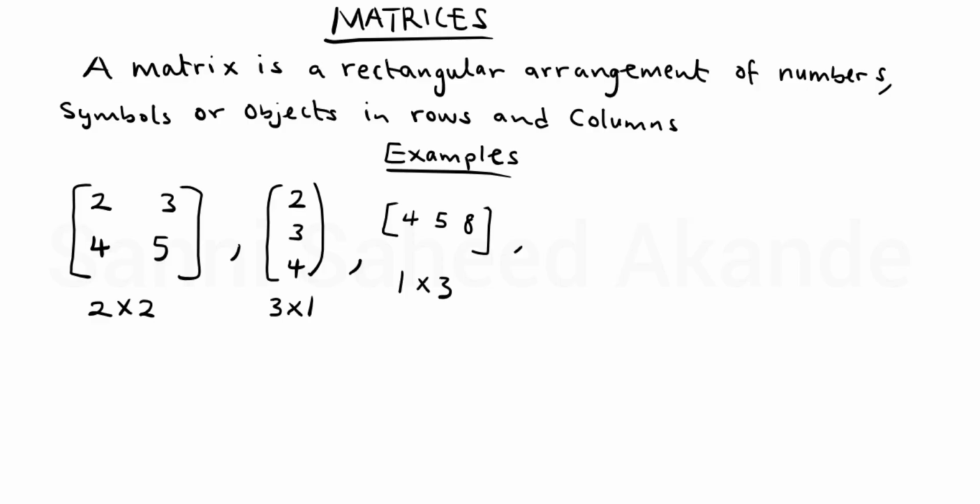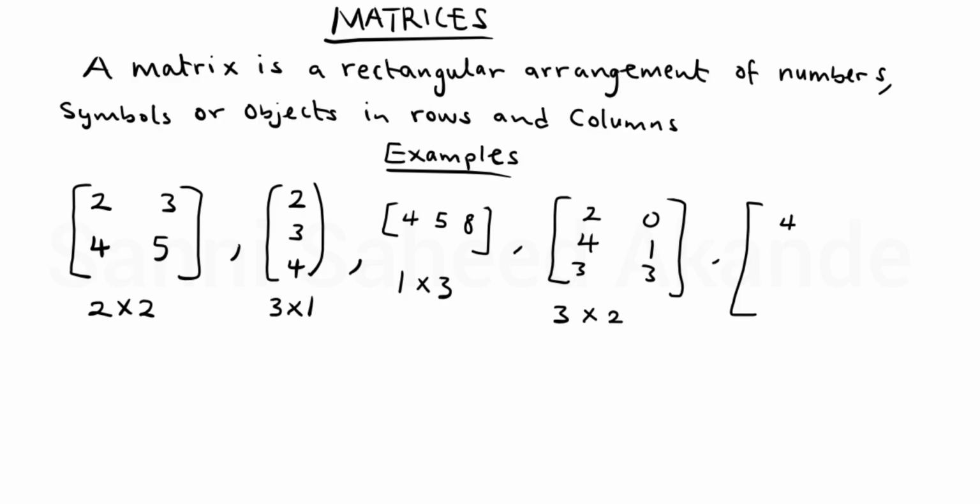Then we also have this as an example of a matrix: 2, 0, 4, 1, 3, 3. So here we have 3 rows and 2 columns. So this is a 3 by 2 matrix. Now finally we also have this type of example of a matrix: 4, 5, 6, 7, 8, 9, 1, 2 and 3. Okay, so here we have 3 rows and 3 columns. So this is a 3 by 3 matrix.